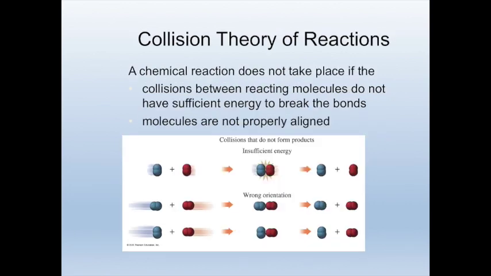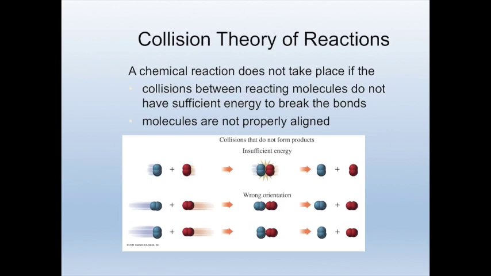So, based on those criteria, a chemical reaction will not take place if the collisions between reacting molecules do not have sufficient energy to break the bonds. So, in any reaction mixture, there will obviously be a distribution of particle energies because the temperature only gives you the average kinetic energy. So there will be some that are high energy and some that are low energy, and so the rate of reaction will change based on the available energy.